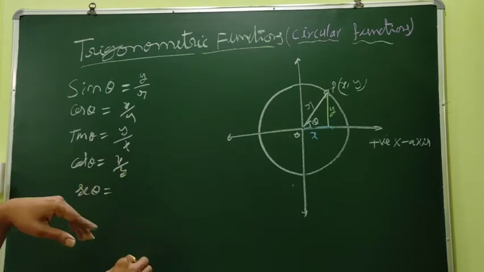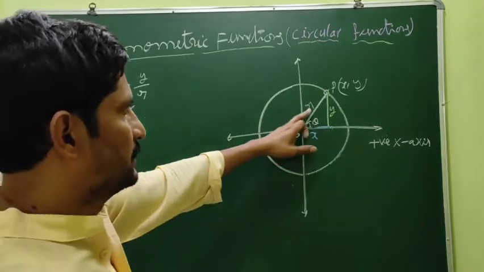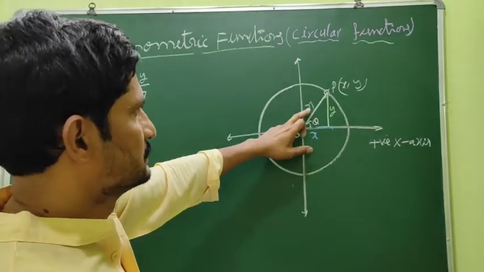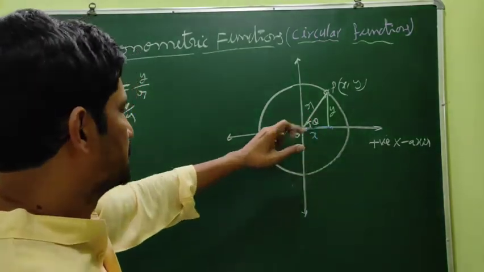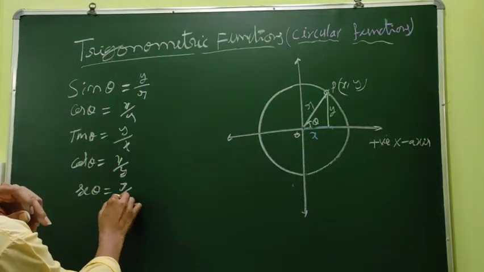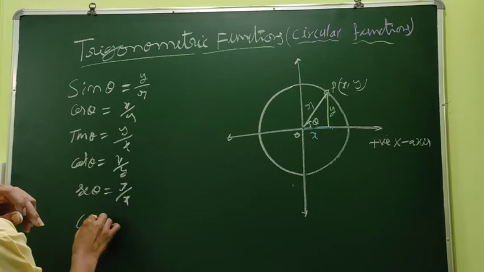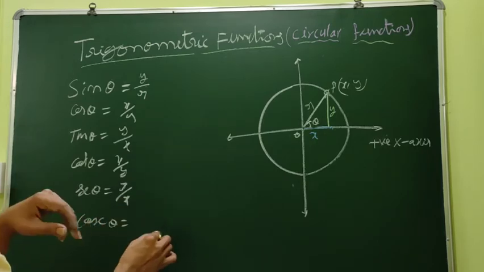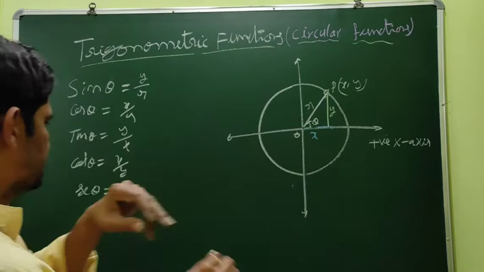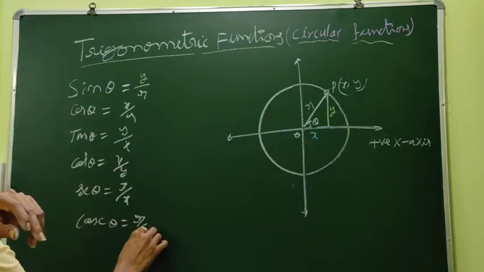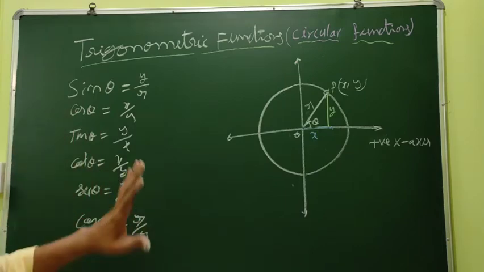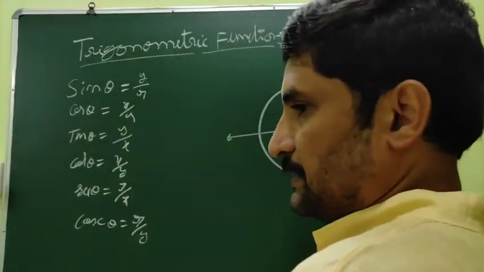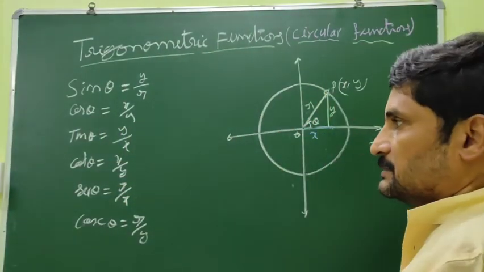Sec theta. Sec theta is the ratio of r by x. This ratio. Cosec theta. Ratio of r by y. These are the definitions. How many trigonometric functions? There are 6 functions.